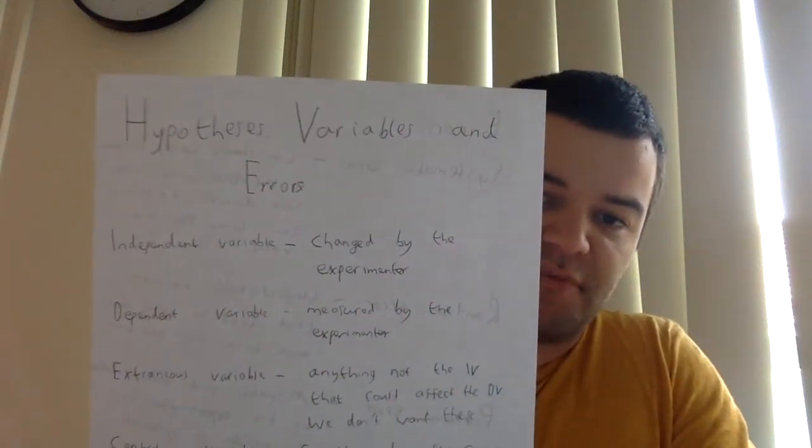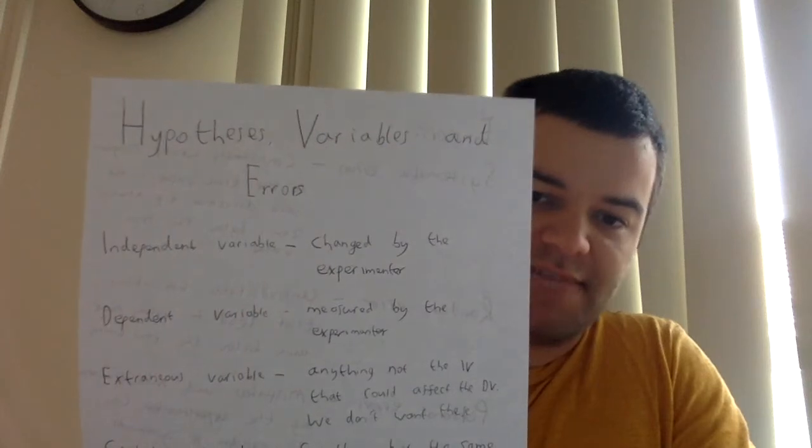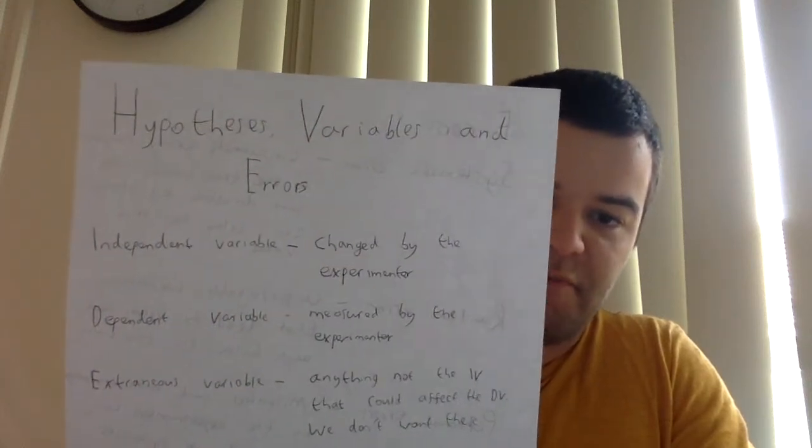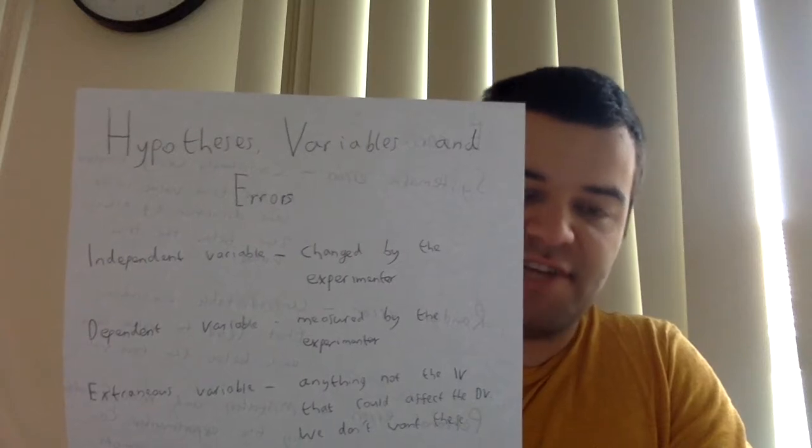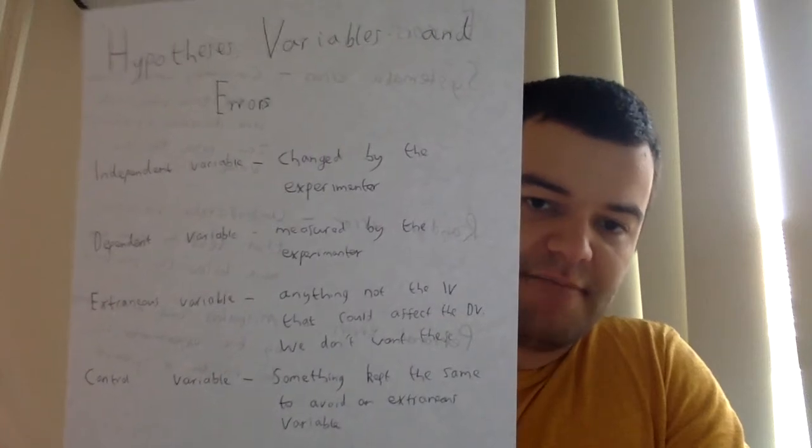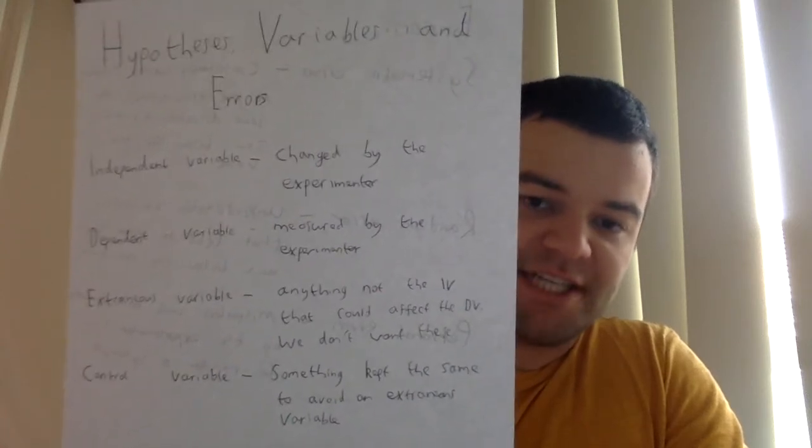An extraneous variable is anything that is not the independent variable that could affect the dependent variable, and we don't want those. So extraneous variables are not something that we want. And then control variables are things that are kept the same to avoid an extraneous variable. So you could really say that a control variable and an extraneous variable are actually the same thing. The only difference is if we're not controlling it and keeping it constant, it's an extraneous variable. If we are controlling it and keeping it constant, it's a control variable. So we don't want them to be extraneous and uncontrolled. We want them to be controlled and kept the same. Okay?